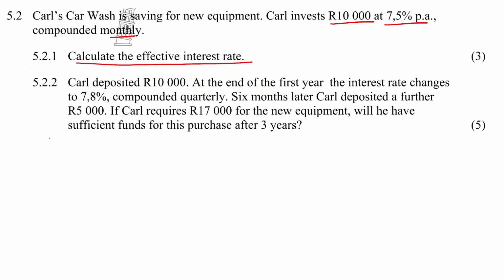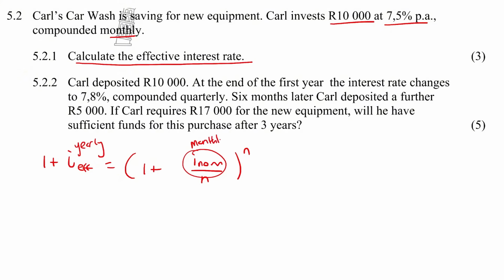Okay, so to calculate the effective interest rate, we just use the 1 plus i effective formula. So let me just write that a bit bigger. It's like that. And then here you're just going to say 1 plus i nominal over n, to the power of n. So your effective is like your yearly, and then your nominal is like your monthly, quarterly, semi-annually, whatever. So we're trying to calculate this one. That is the unknown.